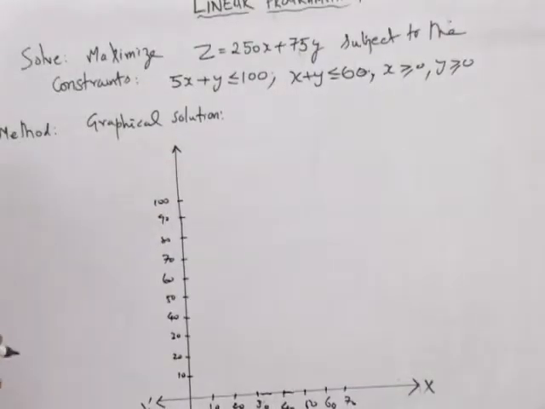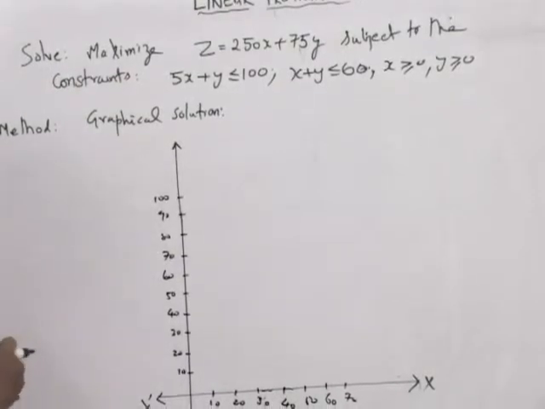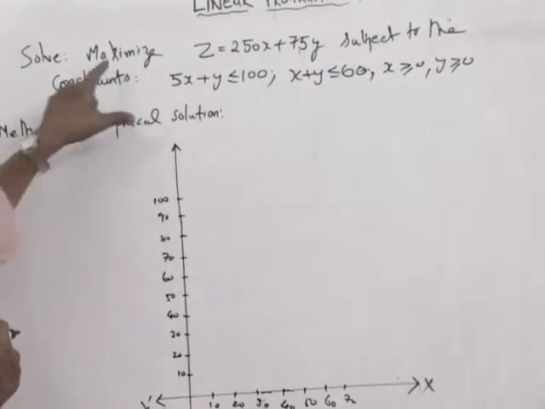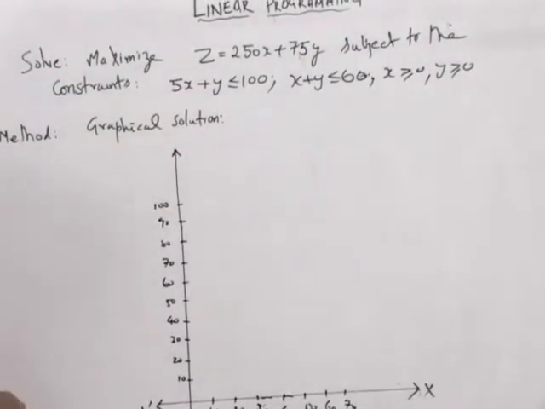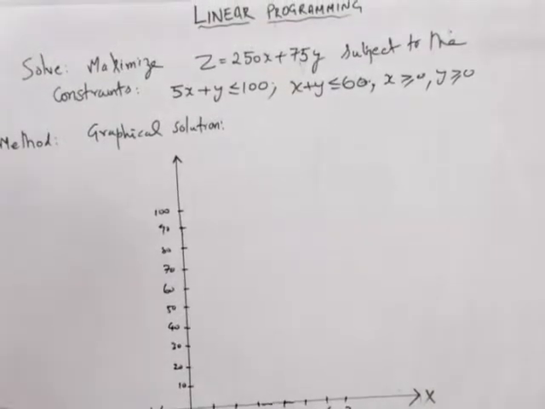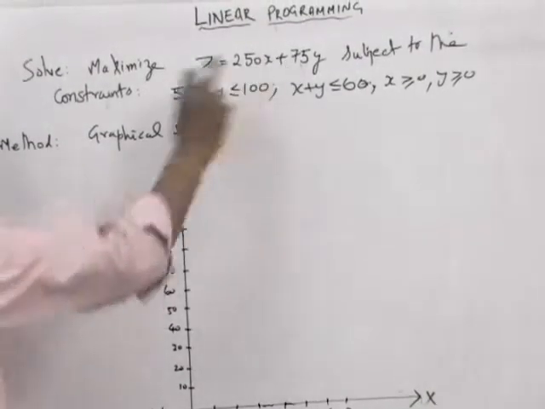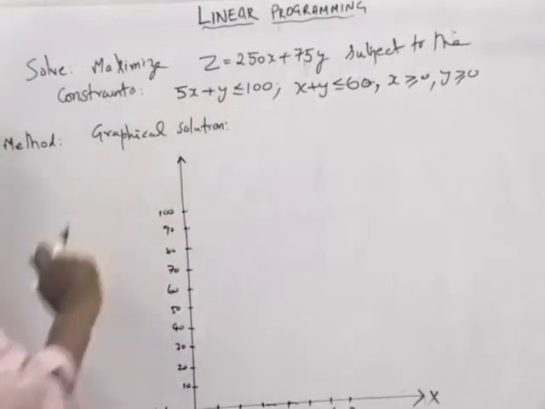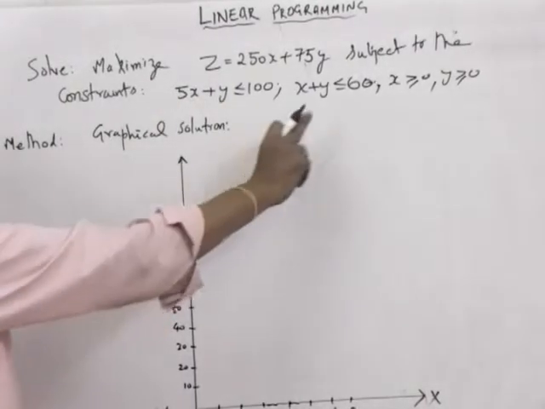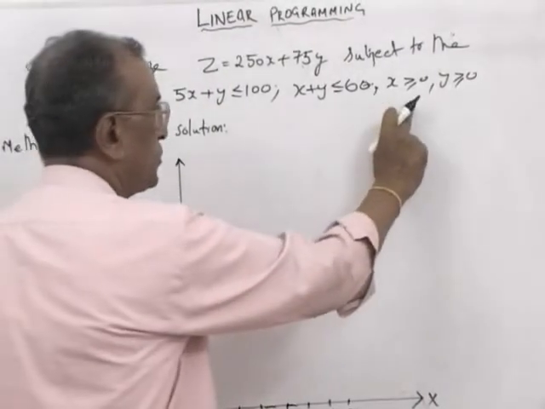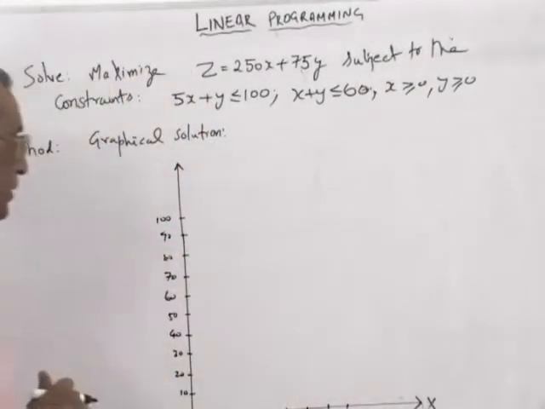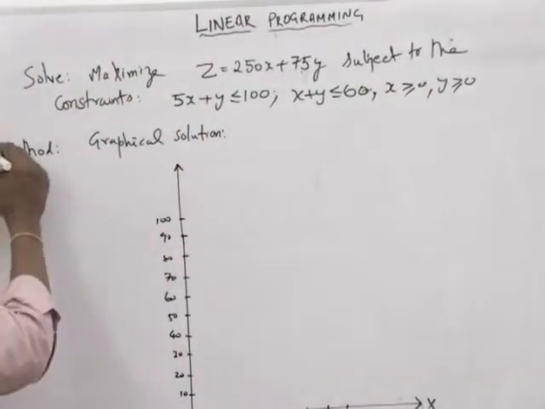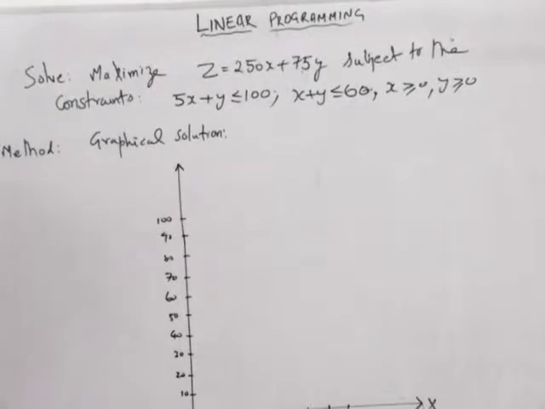Now let's see the linear programming of this furniture dealer. It finally transforms to a mathematical formulation: maximize Z, which was the profit function 250x plus 75y, subject to the constraints 5x plus y less than or equal to 100, x plus y less than or equal to 60, x is positive, y is also positive. Thus, we solve it by a method called graphical solution.